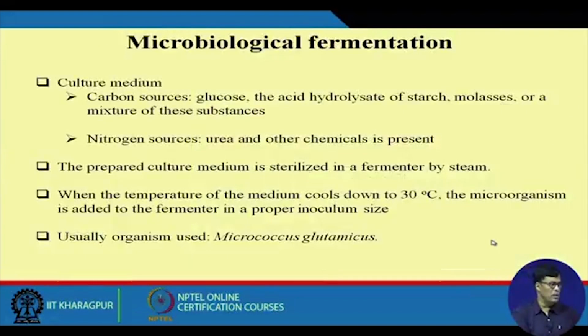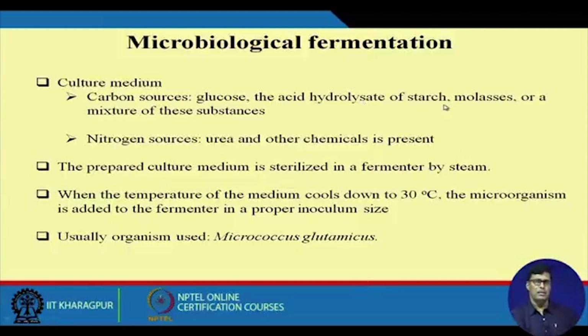Now let me tell you something about the microbial fermentation process, how it is done. Here the microorganism that is used is Micrococcus glutamicus. This is the kind of microorganism that is used for glutamic acid production. Now in the culture media we require a carbon source like glucose or acid hydrolysate of starch.